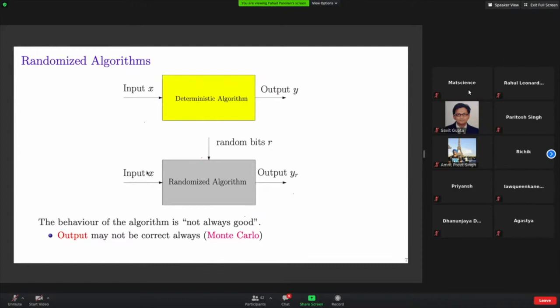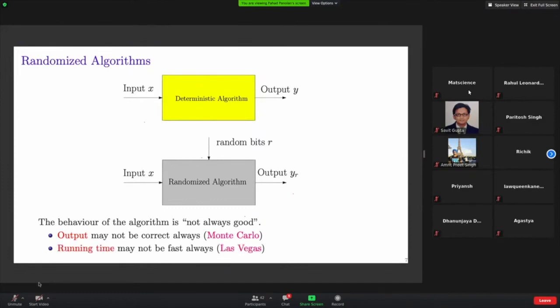Output is not correct. So based on this randomness, output may be correct or may not be correct, but most of the time the output is correct. Say 99% of the time, for every input, you fix an input and you look over all the random bits, most of the time your algorithm is going to give you a correct output. But sometimes it may not, say 1% of the time. Such algorithms are called Monte Carlo algorithms. Okay.